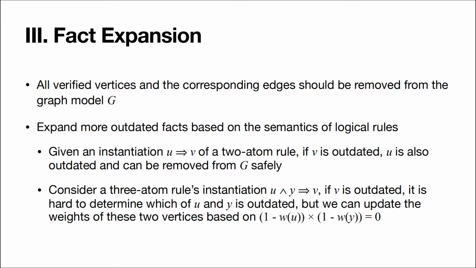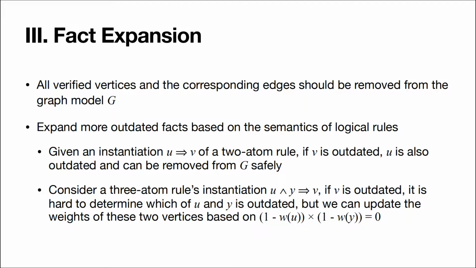After collecting user answers, all verified vertices and the corresponding edges should be removed from the graph model. Meanwhile, we should expand more outdated facts based on the semantics of logical rules. That is, given an instantiation of a two-atom rule, U infers V, if V is outdated, U is also outdated and can be safely removed from the graph model. Meanwhile, if U is confirmed to be up-to-date by the user, we can also infer that V is up-to-date and also remove vertex V from the graph model.